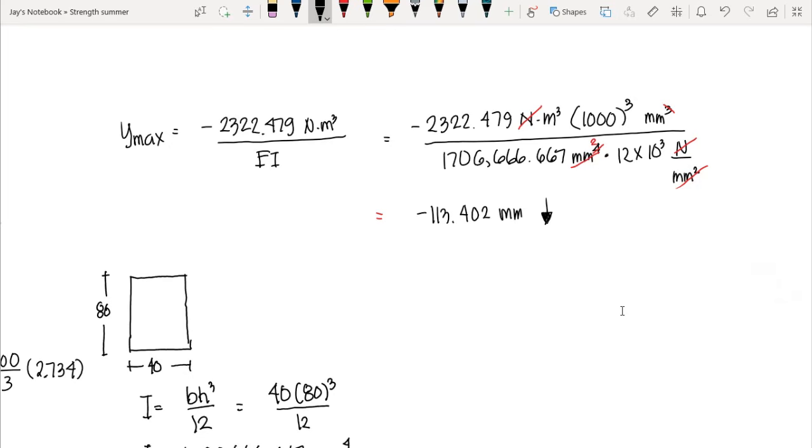As you notice here, it is quite large. Since again we have a very small cross section, 80 by 40 millimeter, and then we have a 600 Newton load, so obviously it would have a very large deflection. And this is the maximum deflection, which happened at 2.732 meters from A. So this is our answer for question letter A.